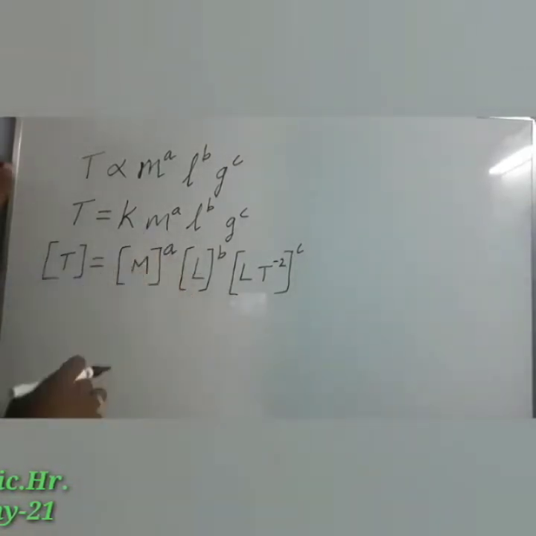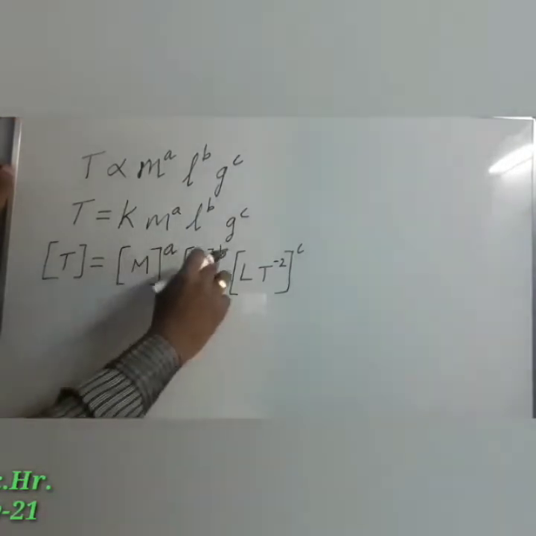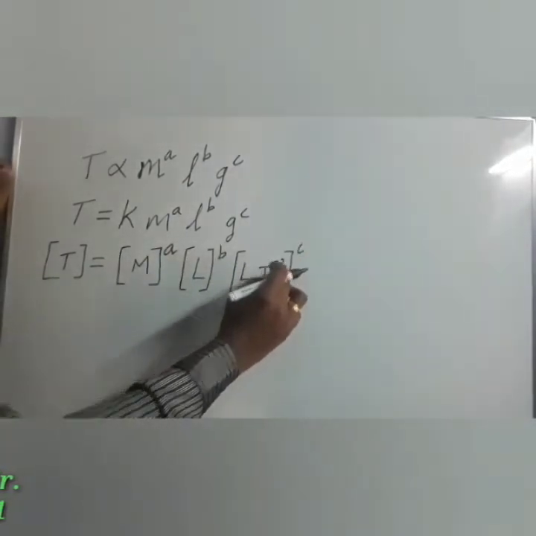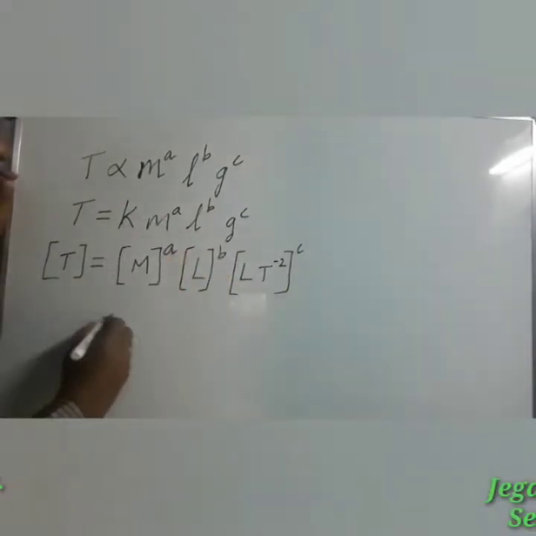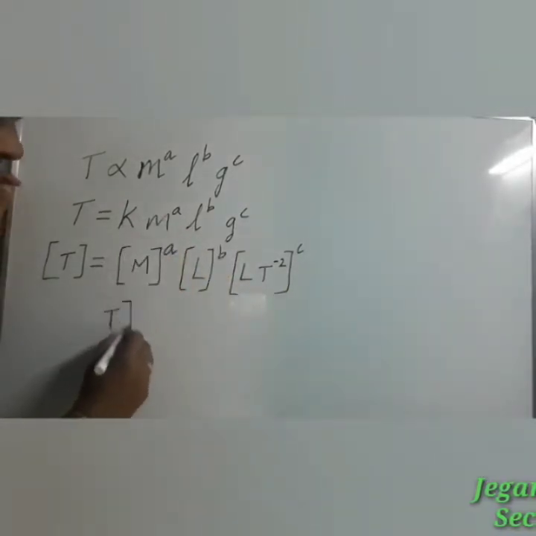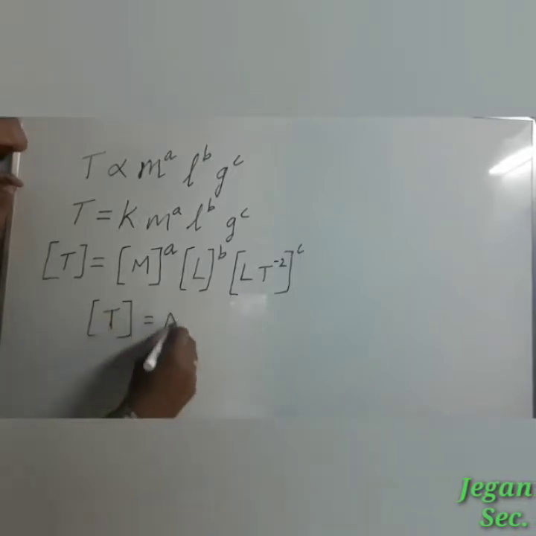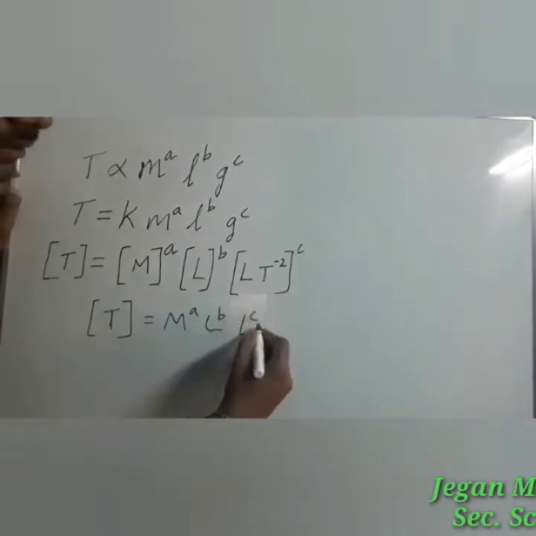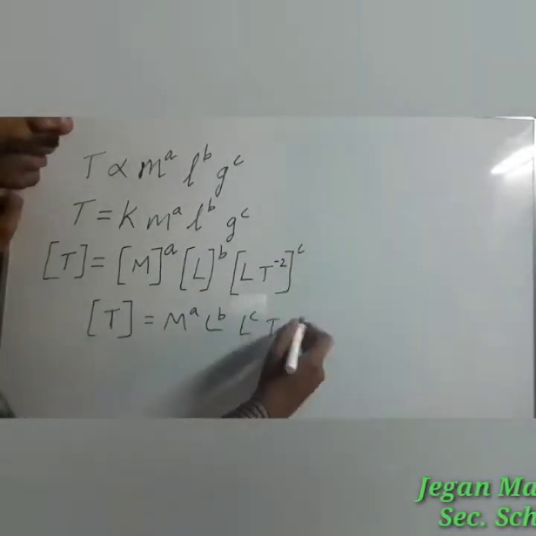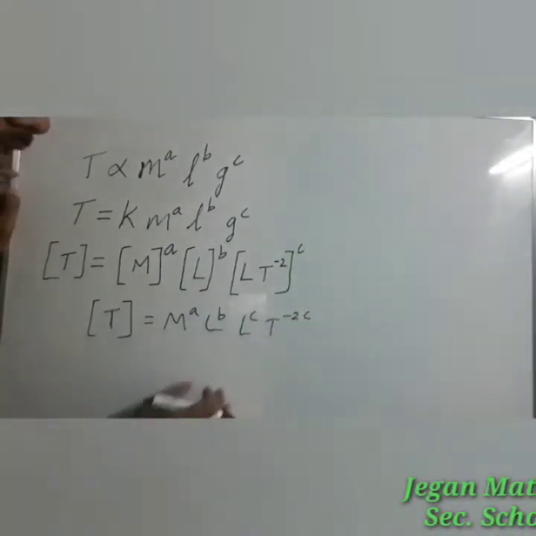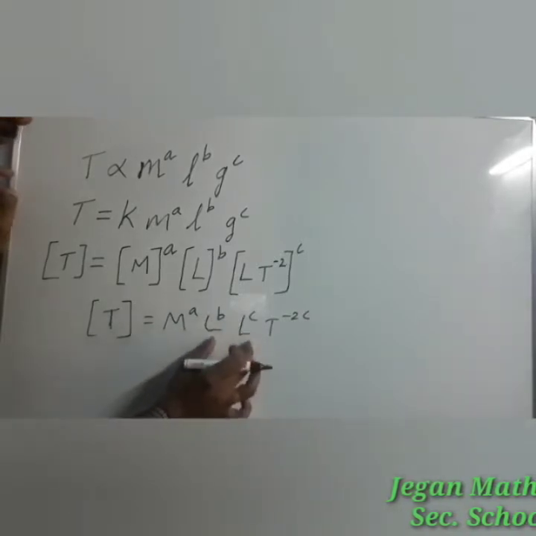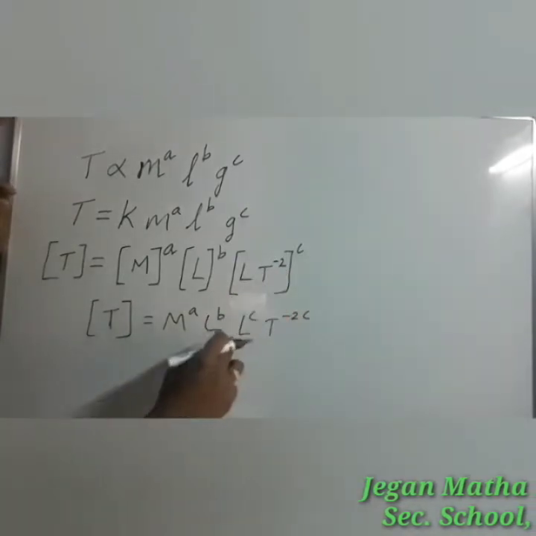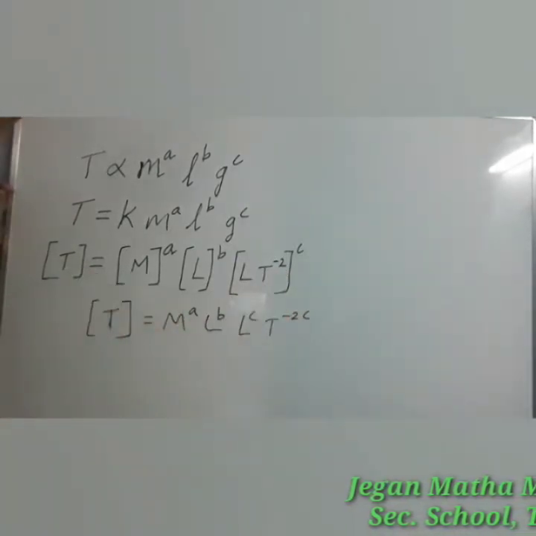Now the dimensions can be taken into the bracket. M power a, L power b. Here L power c, and c can be multiplied with minus 2. So how can we write? The dimension T is equal to M power a, L power b, once again L power c, T power minus 2c. Here you can see L power b, L power c. The base is the same, so the power values can be added. So it can be written as L power b plus c.